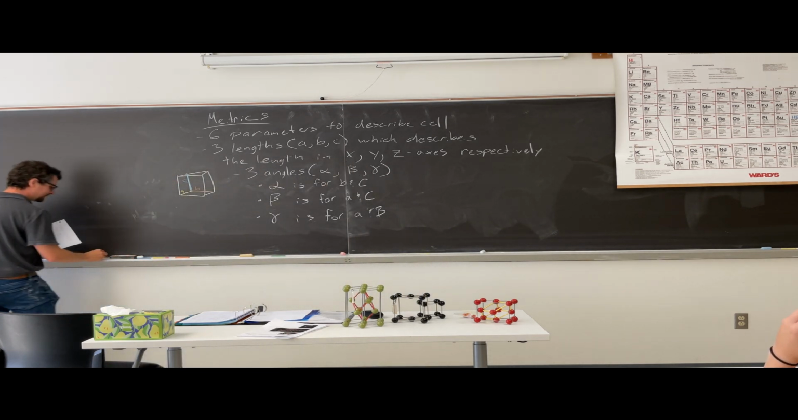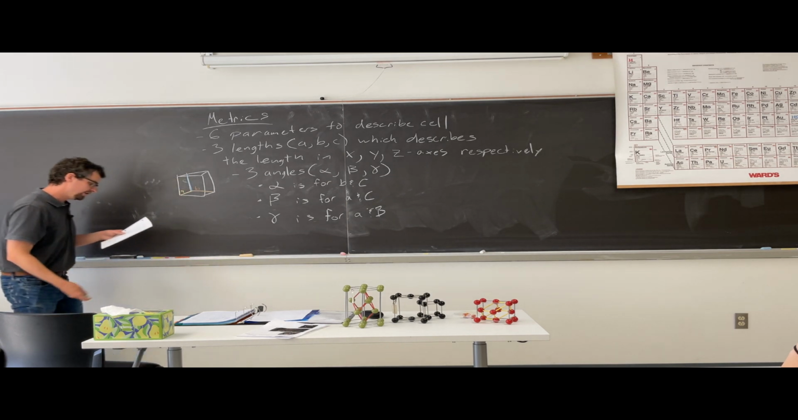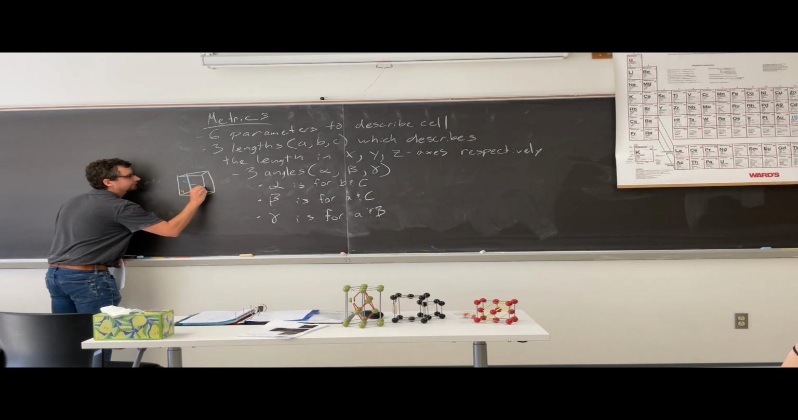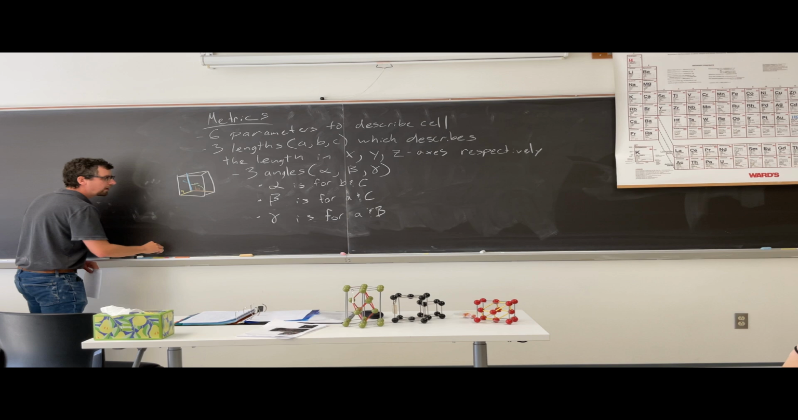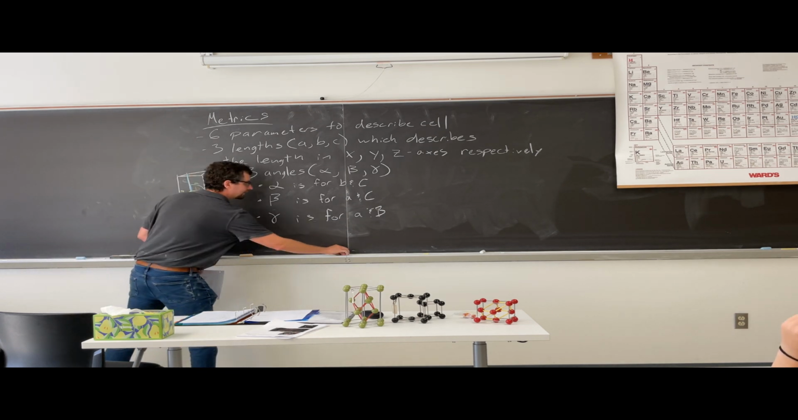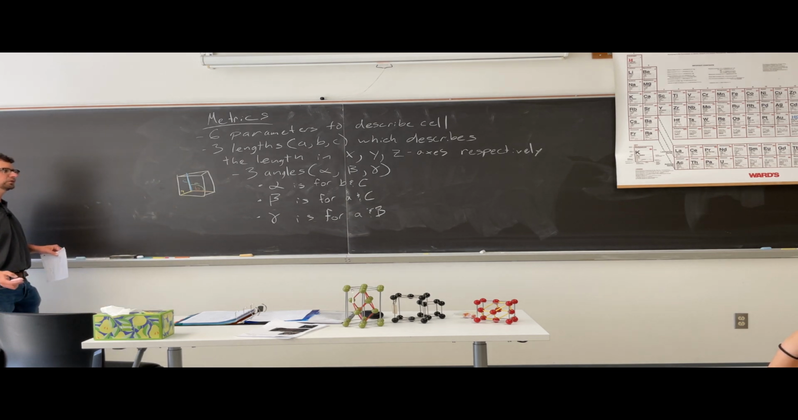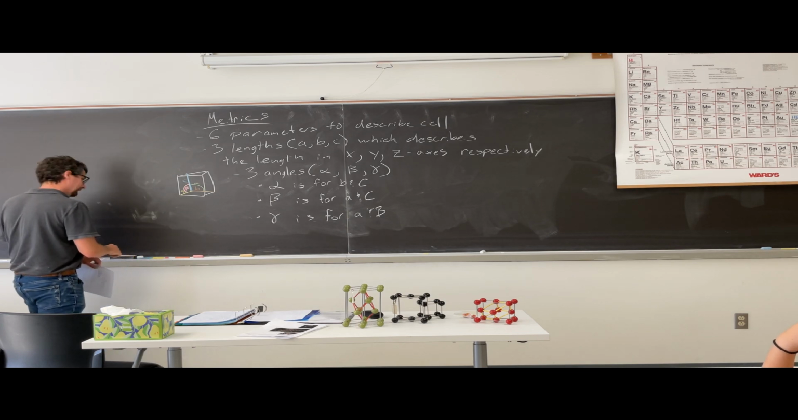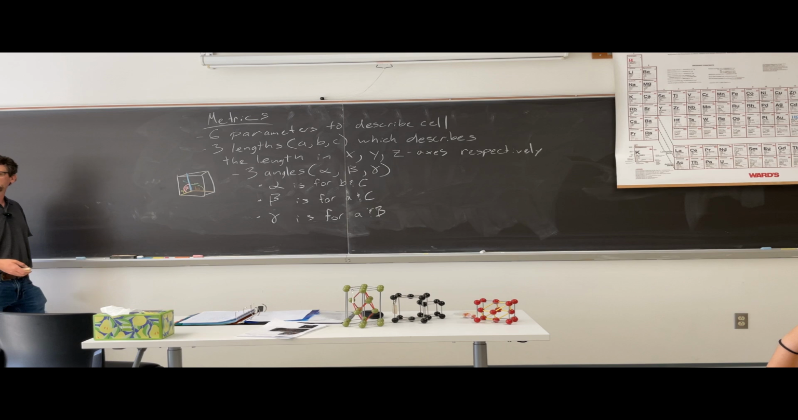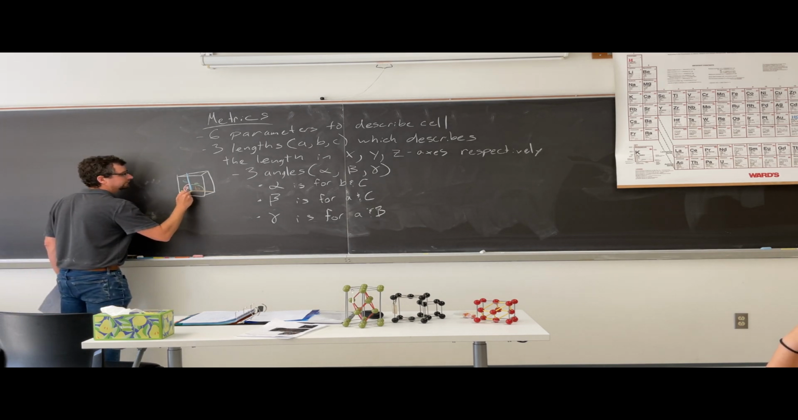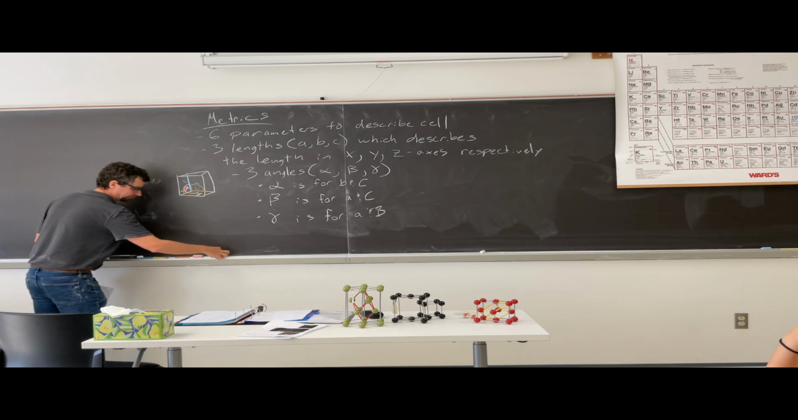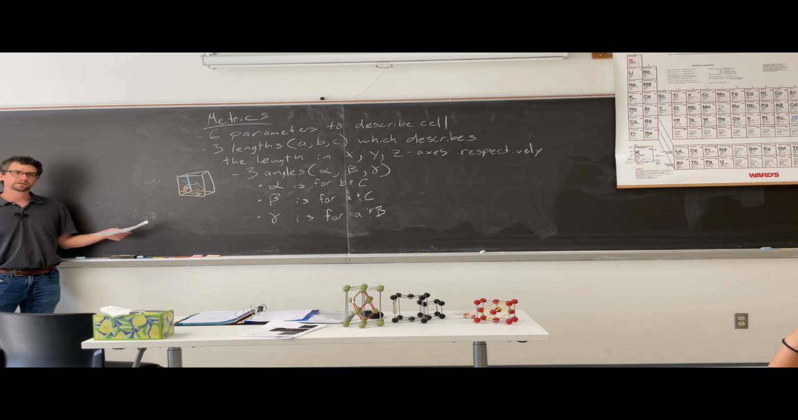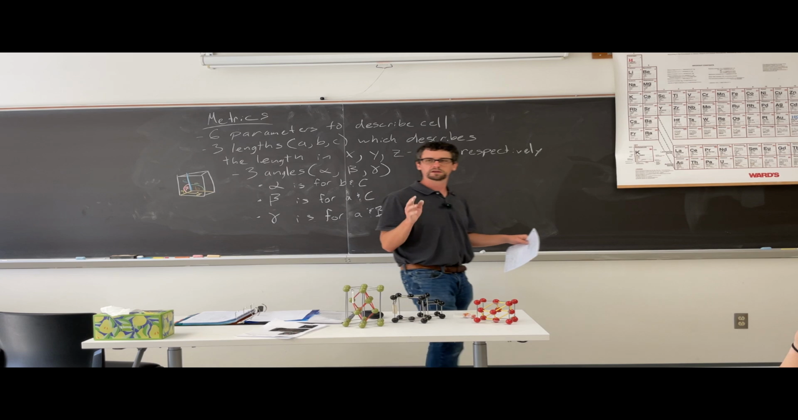Okay. So now I'm going to attempt to draw out those angles on here. Alpha is between B and C, right? There's alpha. What other color? We got pink. Beta. Beta is between which two axes? And then we'll use this ugly color. Gamma, where do I need that one? Yep. Okay. So that gives us all those different angles. You can use that to describe the shape of any unit cell you see.